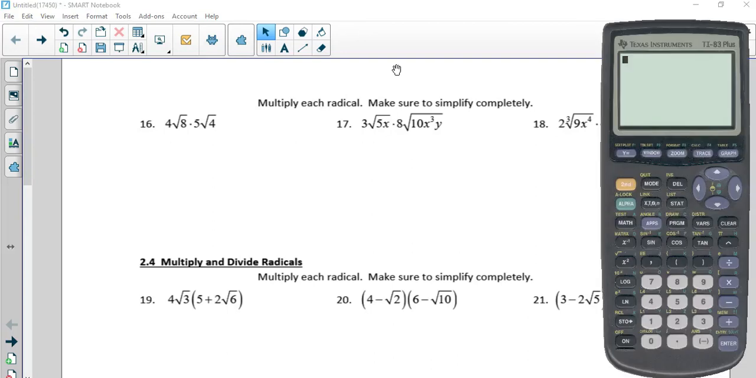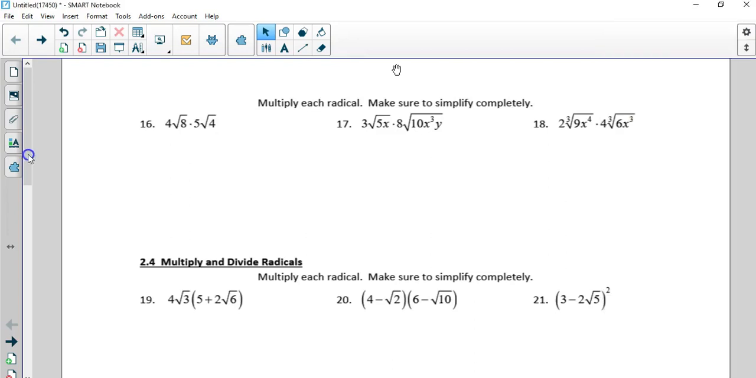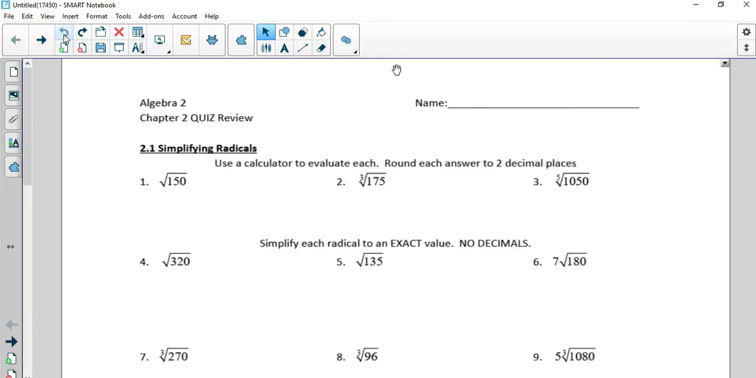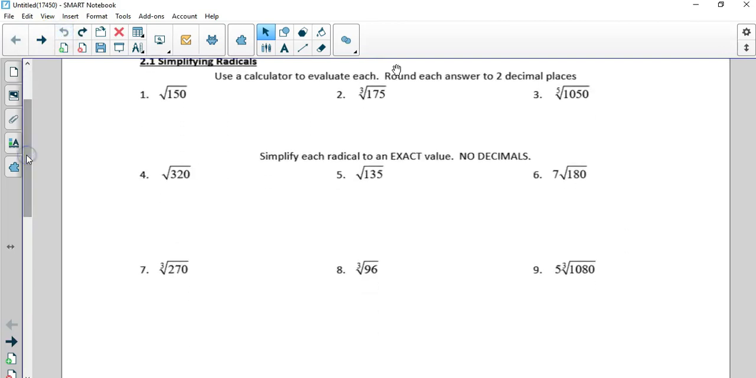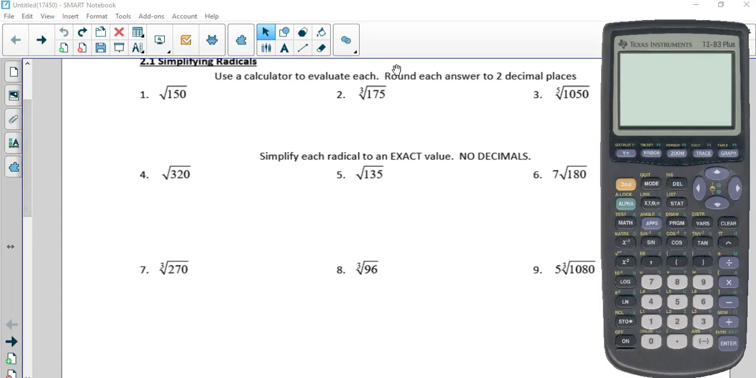Okay, so just a reminder, we're going to use the calculator. So everybody's pretty comfortable with this. It's second, square root, 150.